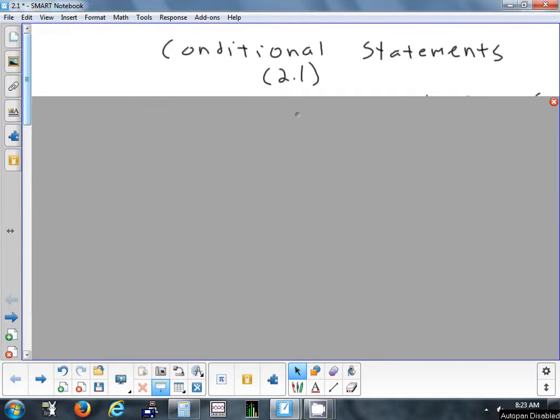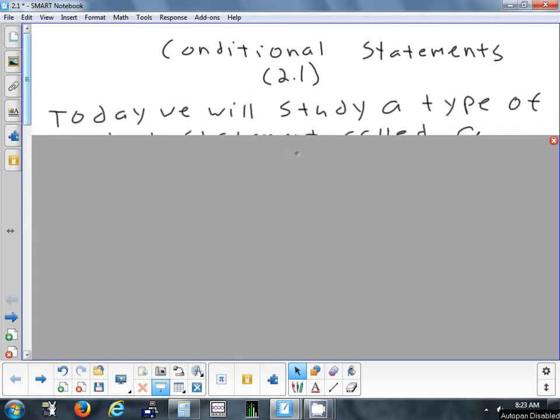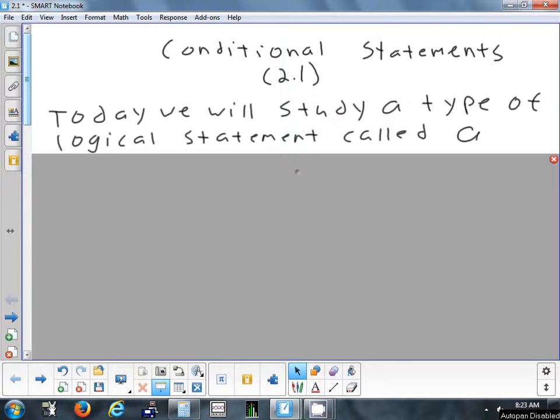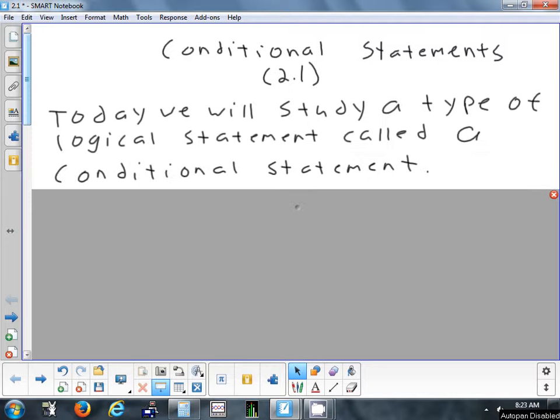All right, so today we're going to start Chapter 2. Okay, Chapter 2 is on reasoning. We're going to start out with what's called a conditional statement. A conditional statement is a statement that is true some of the time, depending on the condition.